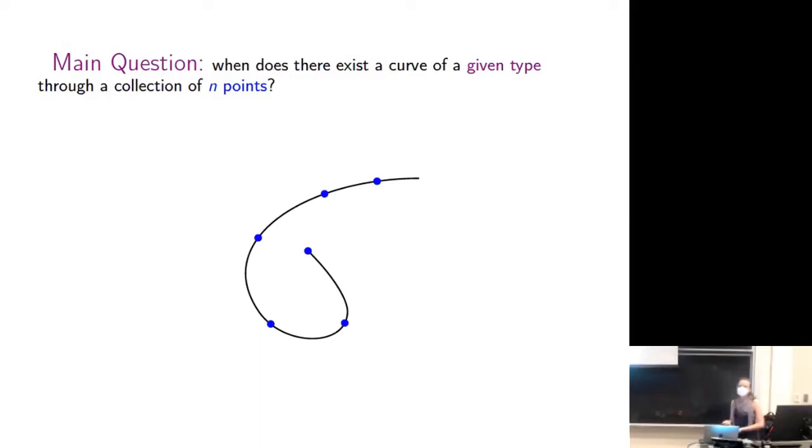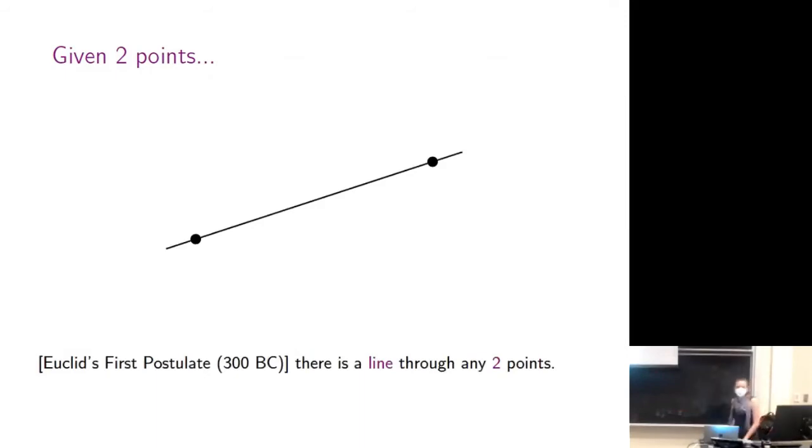Great. So let's start at the beginning. So given 2 points, what types of curves can I interpolate through these points? A line, yes, okay, great. So what you all just told me is Euclid's first postulate, which is from 300 BC. So as I said, really the very beginning. There's a line through any 2 points. Okay, let's make this a little harder.